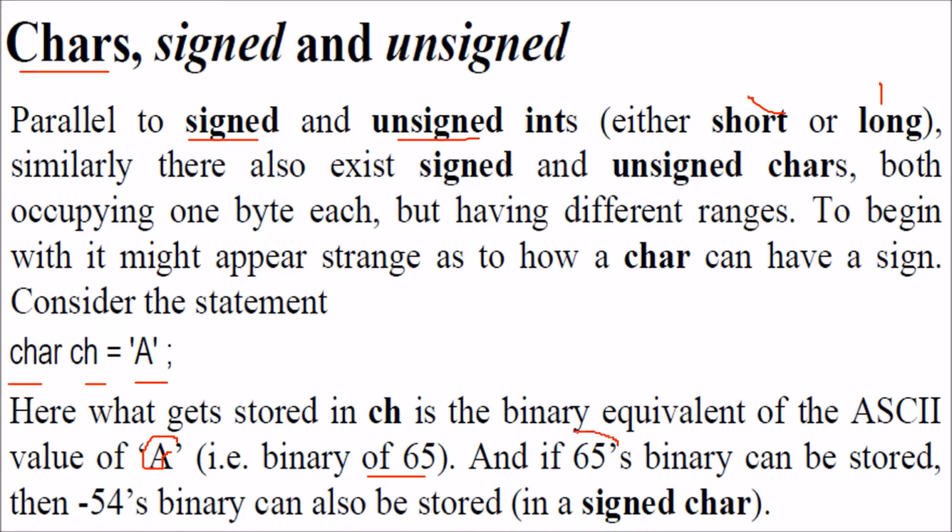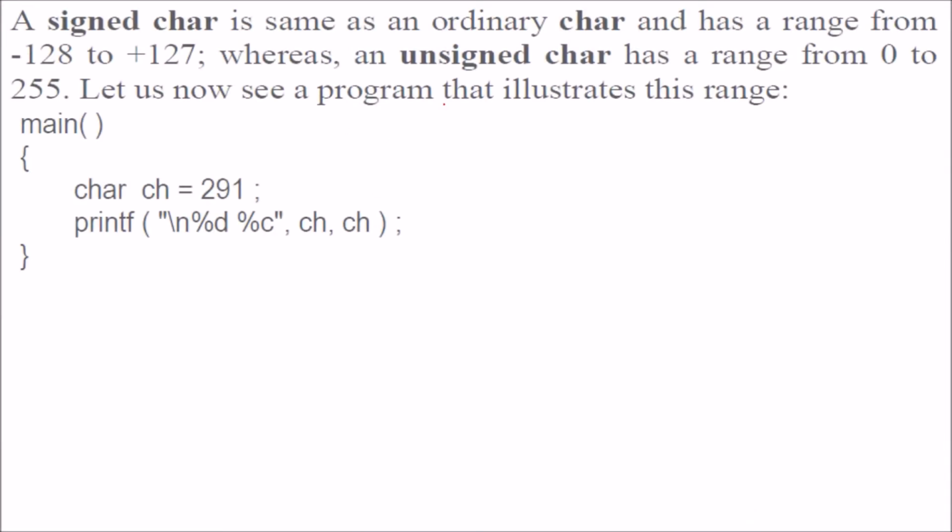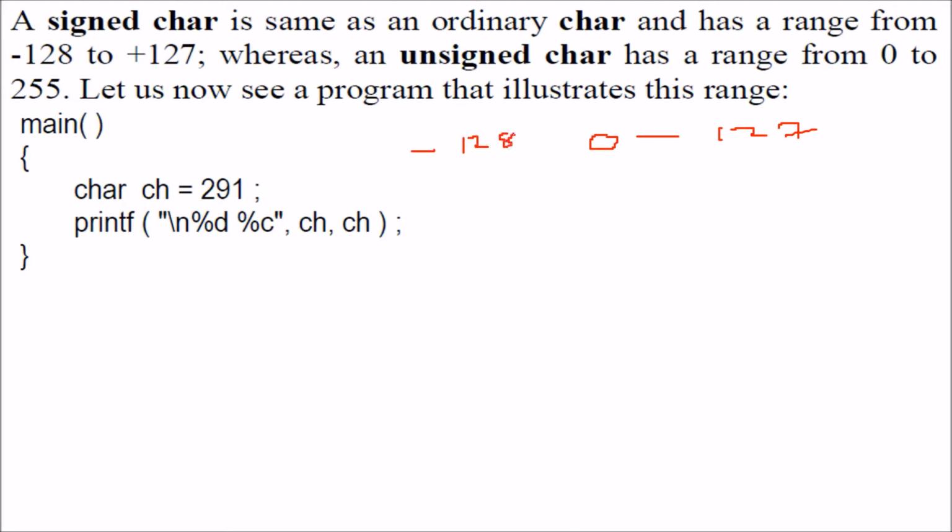And if this binary 65 can be stored, you may want to store minus 54 also. This can also be stored, and this is now a signed character. A signed character is simply 1 byte, so it goes from 0 to 127, and on the other side from 0 to minus 128. So these are the highest and lowest limits.